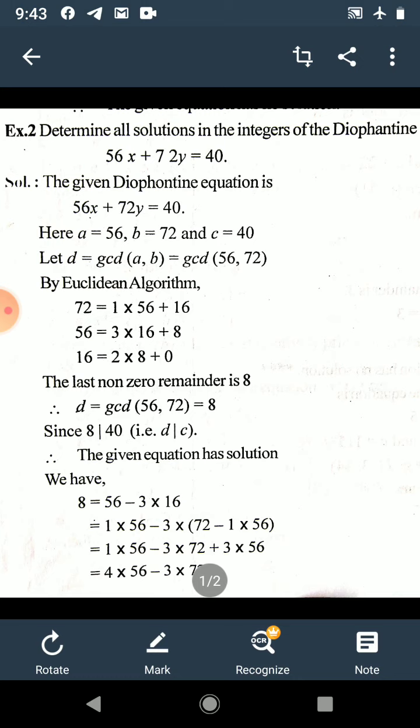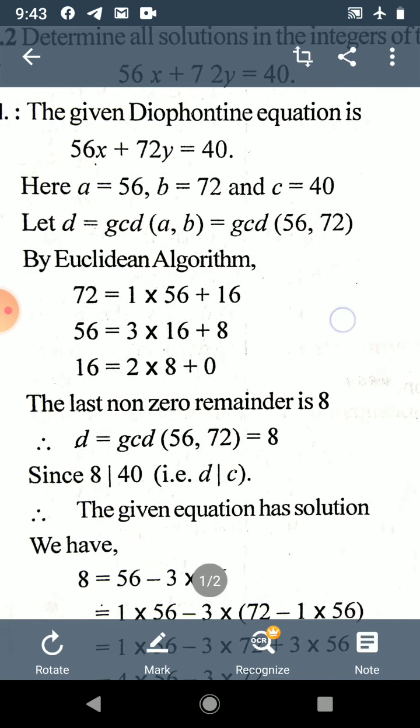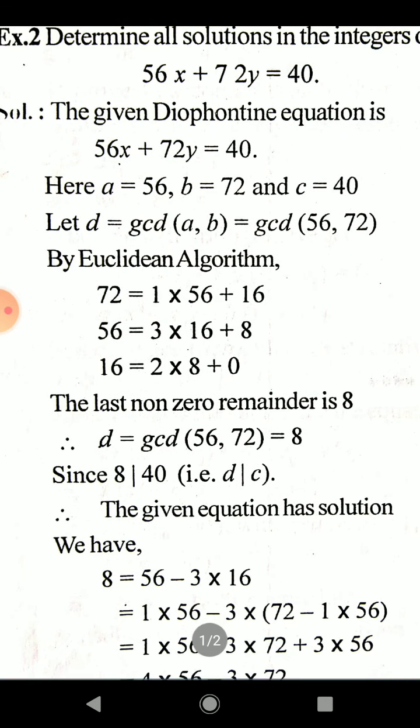To find the value of d, we apply the Euclidean algorithm. That means a repeated application of the division algorithm. Here we have to find the greatest common divisor of 56 and 72. Here 72 is bigger than 56. We divide 72 by 56, and by the Euclidean algorithm we get 72 is equal to 1 into 56 plus 16.